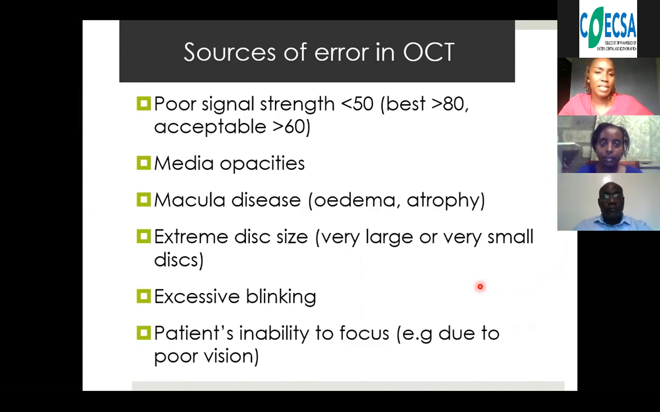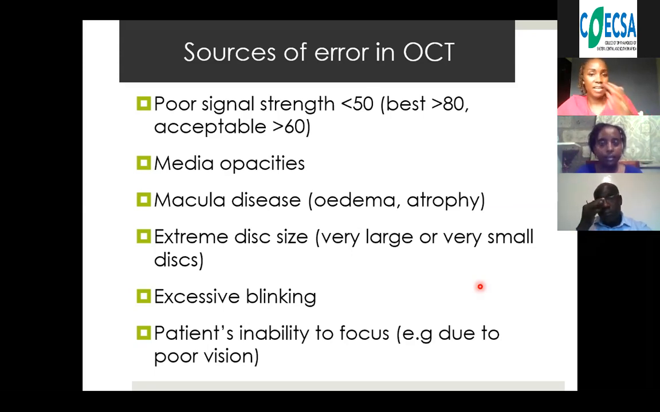One of the commonest things is the signal strength. If the signal strength of the light is not good enough, not good quality, maybe there's a media opacity or the placement of the patient on the machine, then you're not going to get a very reliable printout. The best signal strengths generally are above 80, depending on the machine you use. Acceptable signal strength is above 60. So look at your machine, and usually all machines print out the signal strength, and they'll say it's either good or poor or bad, and instruct you to repeat it if it's not reliable.